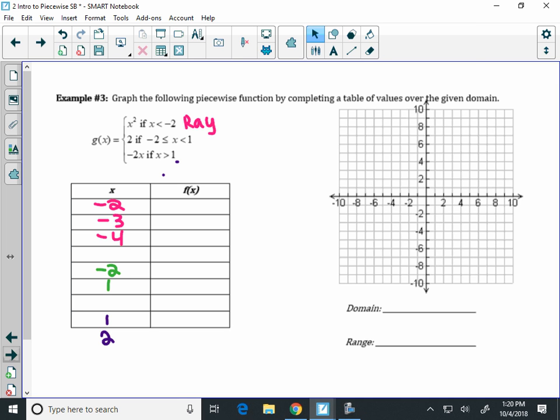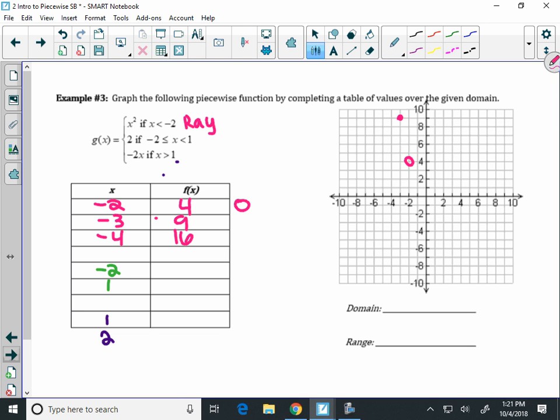All right, so let's evaluate this. If I put -2 into x squared, what do I get? 4. -2 squared is 4. What's -3 squared? 9. And -4 squared? 16. All right, let's graph it. What kind of dot's going to go at -2? Open. So I'm going to put an open dot at -2, 4. And then I'm graphing just a piece of a parabola. So I'm going to plot the point -3, 9. And then -4, 16 doesn't fit.